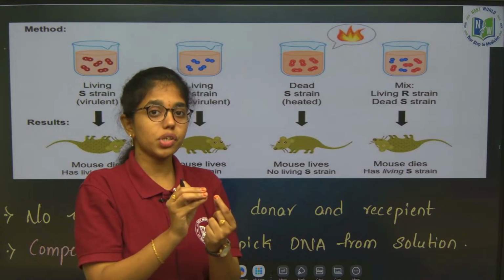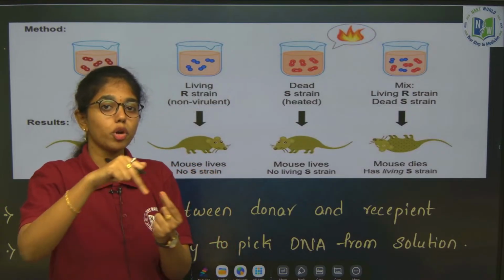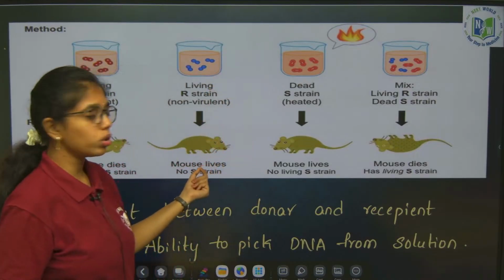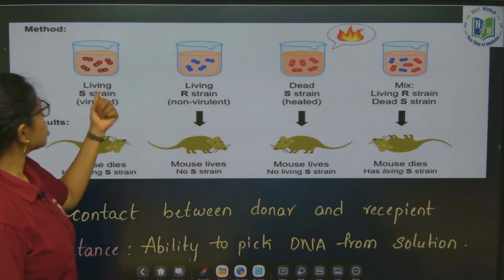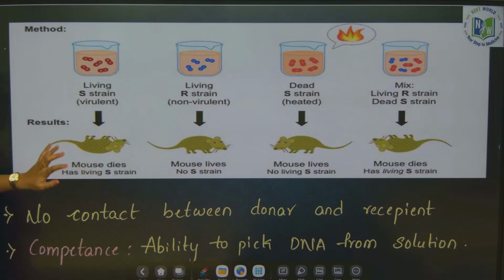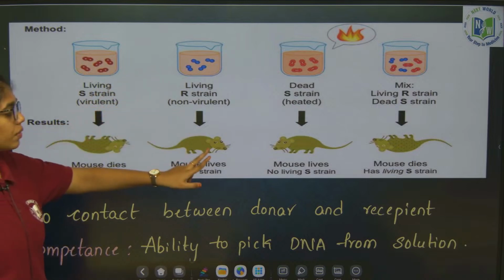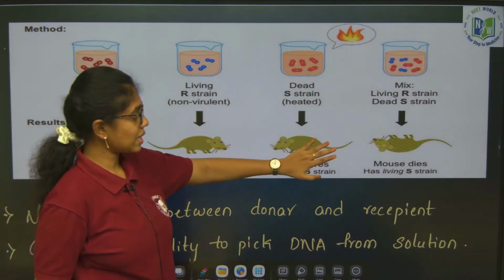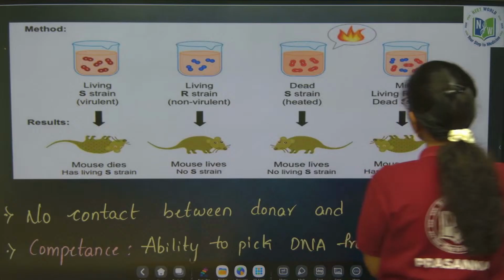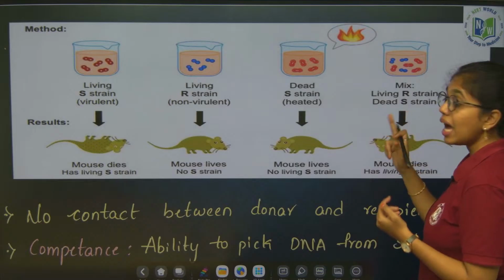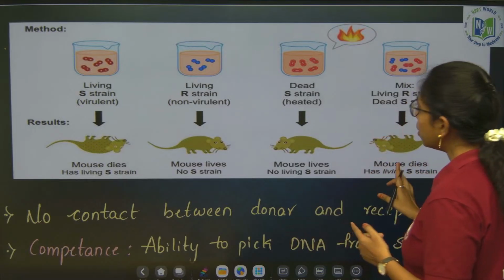Whereas the rough strain, the R strain, does not have any protective encapsulation around the bacteria. So the bacteria will die and the host will remain alive. As such, when we give the S strain to the host, the mouse dies. When the R strain is given to the living mice, it survives. When the heat killed S strain is given, the mouse is alive. When the R strain is mixed with the heat killed S strain, the R strain becomes virulent and the mouse dies.